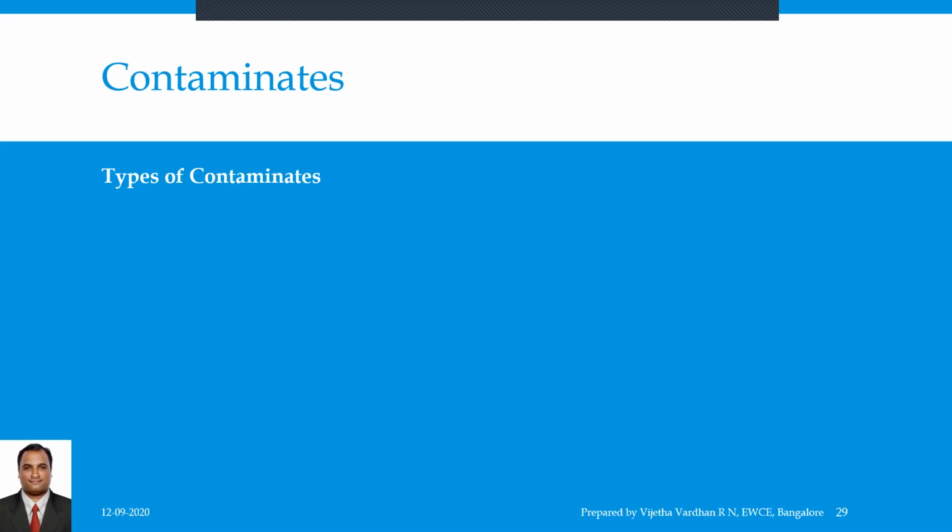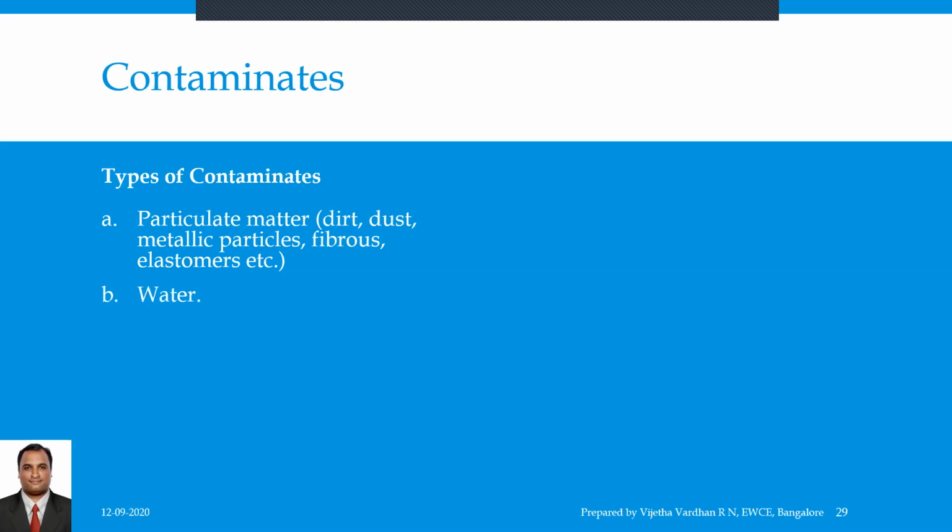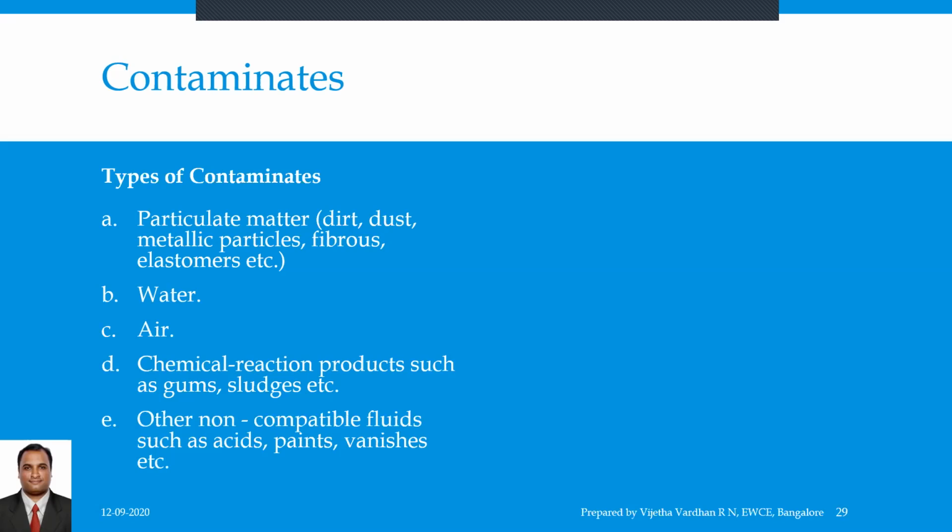For reliable operation of a hydraulically controlled system, an absolutely clean fluid is essential. The common contaminants in the fluid may be in the form of particulate matter, either dust, dirt, or metallic particles. It could be fibrous material or elastomers, etc. Then water, air, and chemical reaction products such as gums and sludges, and other non-compatible fluids such as acids, paints, varnishes, etc.